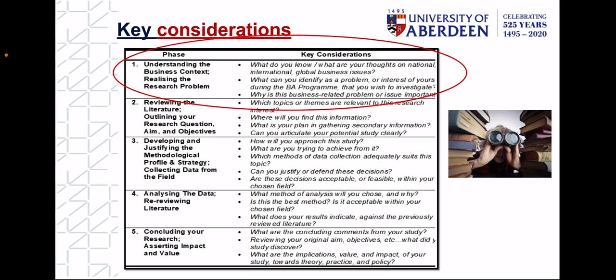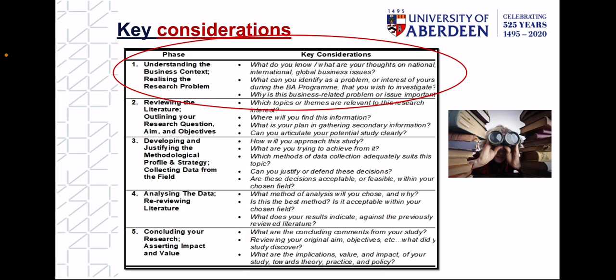Now, a good research actually includes 5 phases, right? These phases include understanding the business context, reviewing your literature, where you outline your research questions, your aim and your objectives. Then the third stage is where you develop and justify the methodological choices you've adopted for your research.